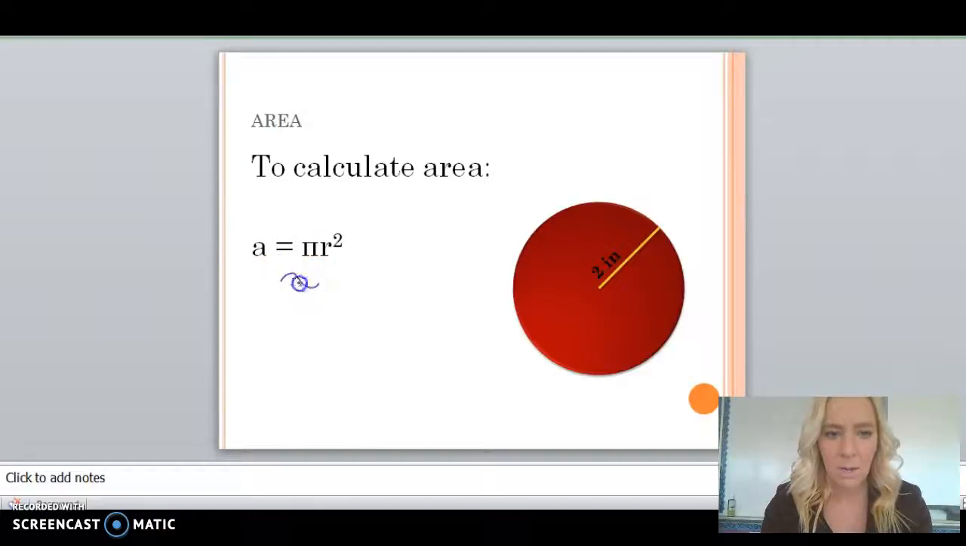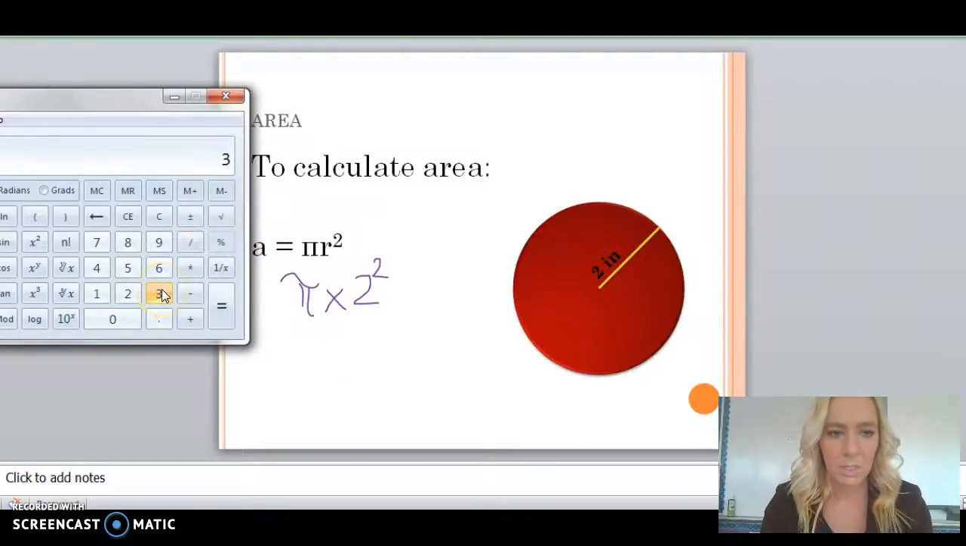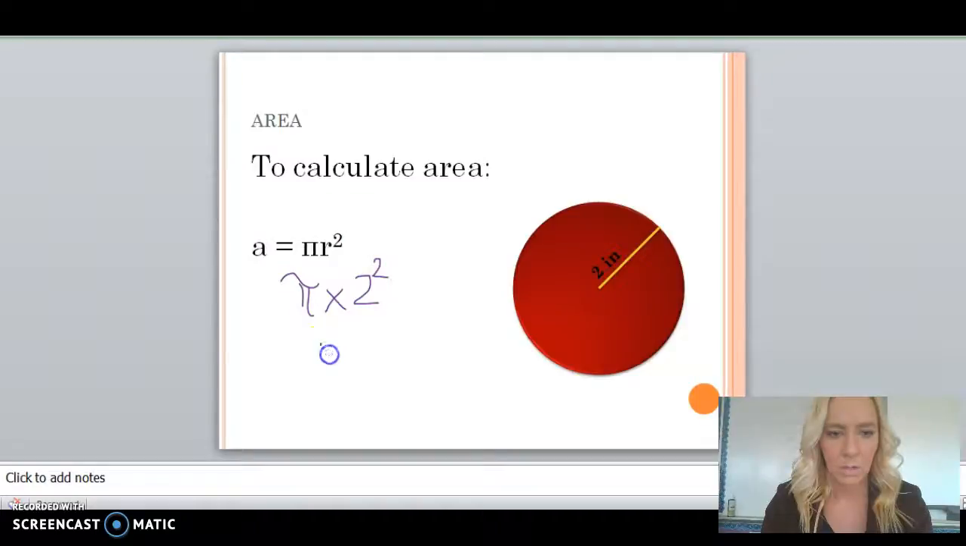We're going to take pi, or 3.14, times our radius squared. So I'm going to take 3.14 times 2 squared, which is 12.56 inches squared. So again, to calculate the area of a circle, we're going to take pi times the radius squared.